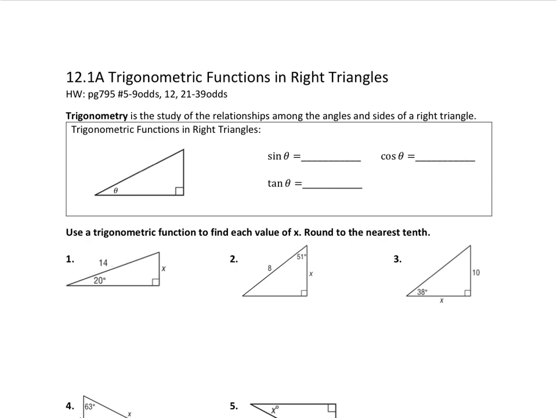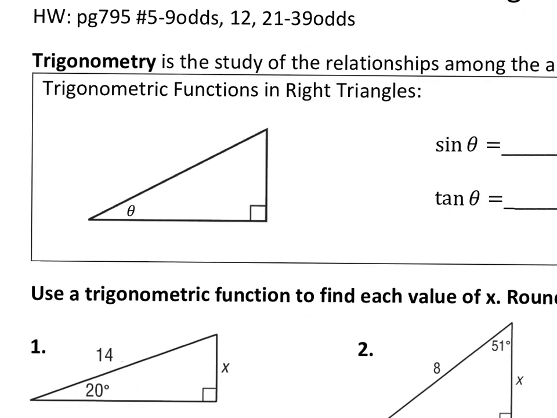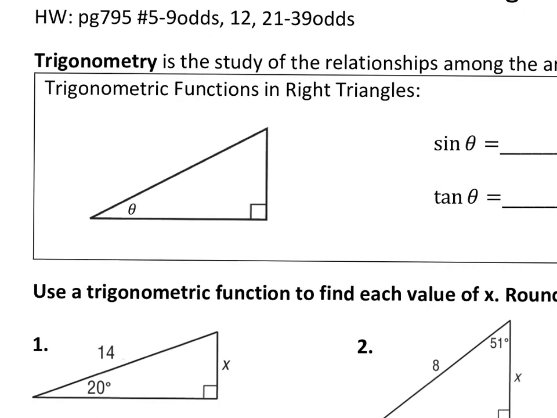0.1a is right triangle trigonometry. So this is basically just SOHCAHTOA. Start out with a right triangle and an angle theta. The theta should not be the right angle. So the theta will be one of the acute angles.